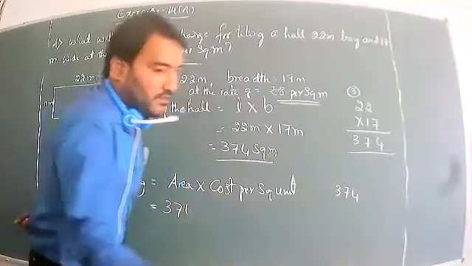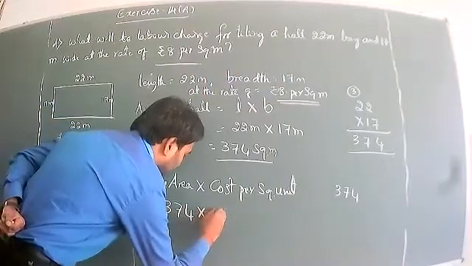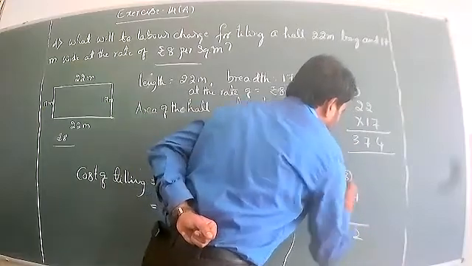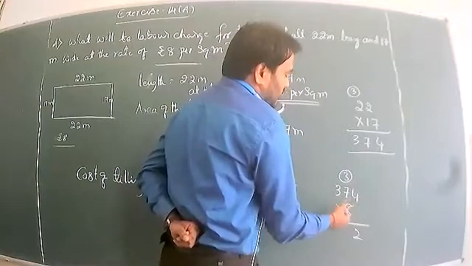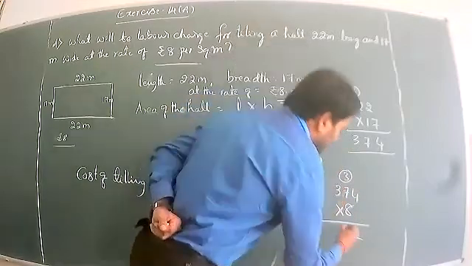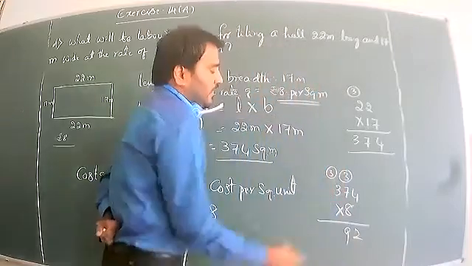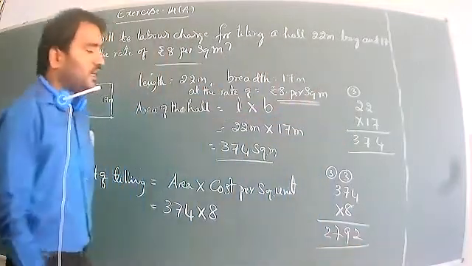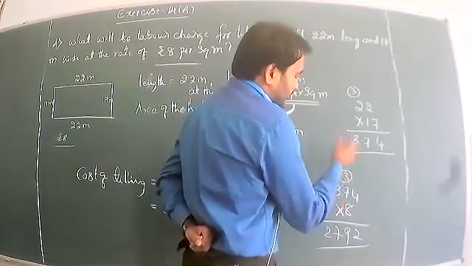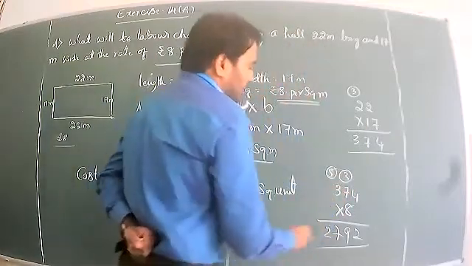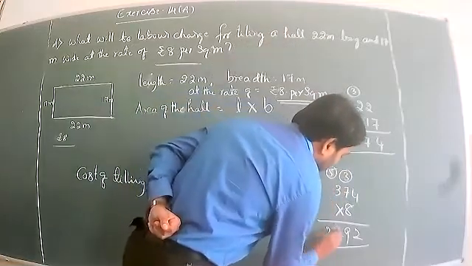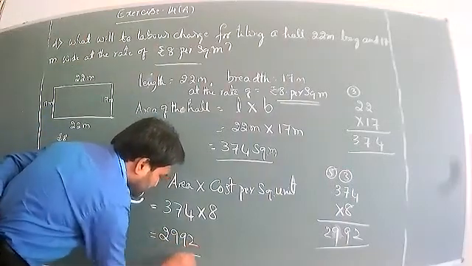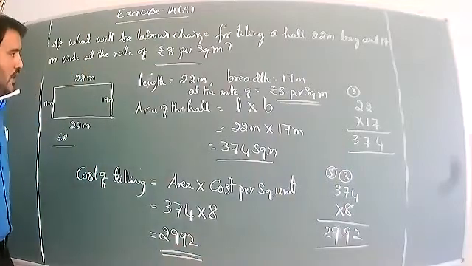374 into 8: 8 times 4 is 32, 3 carry, 8 times 7 is 56, 56 plus 3, sorry, 5 carry. 8 times 3 is 24, 24 plus 5 is 29. So 2992. That is the cost of the tiling. This is the answer.